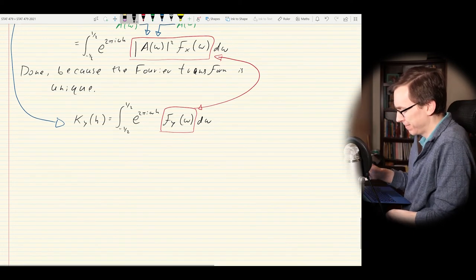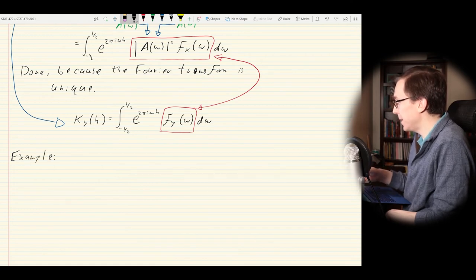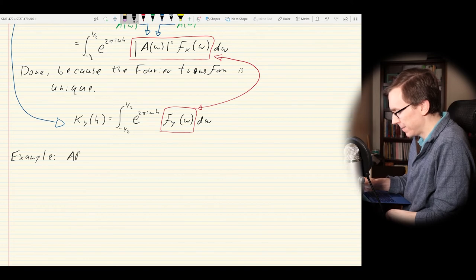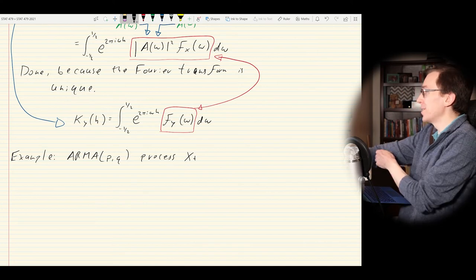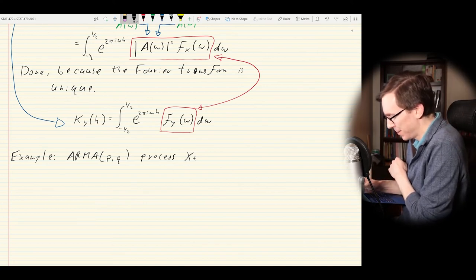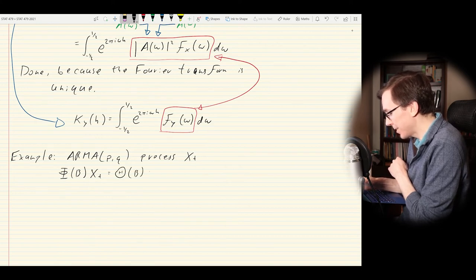All right, so the example is going to be our ARMA(p,q) process. And the ARMA(p,q) process will say X_t. And what we're going to do is we're going to have the standard setup with capital phi of B, the autoregressive operator applying to X_t, and capital theta of B, the moving average operator applying to W_t.